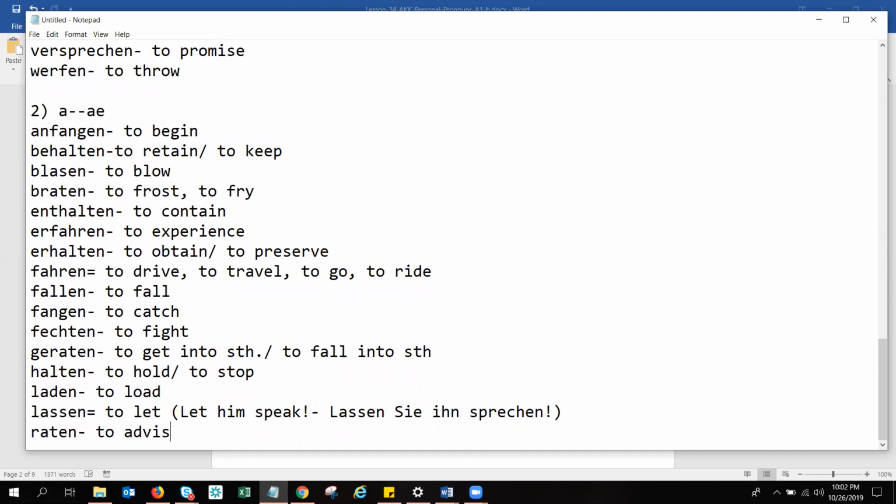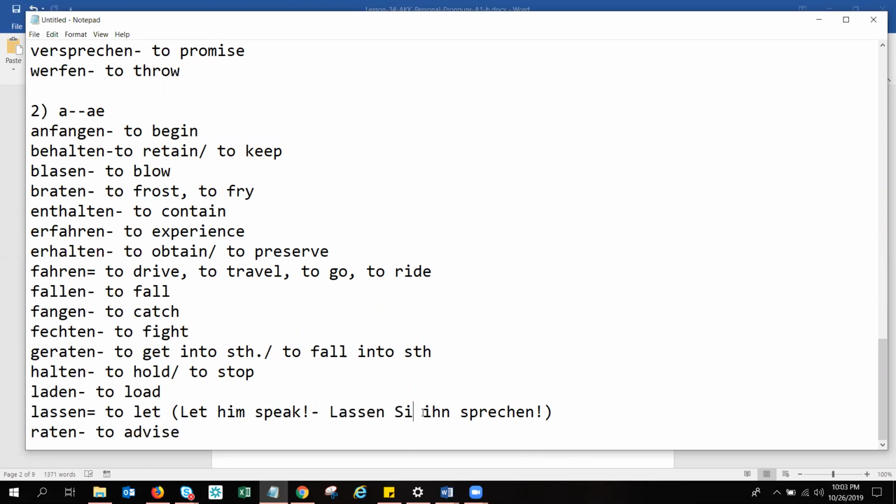Why do we use Z here? "Lassen Sie ihn sprechen?" Because it is just "let him speak," right? Yeah, but do you remember the imperative? Oh, yeah. So for Sie, if it is formal, I have to write both.